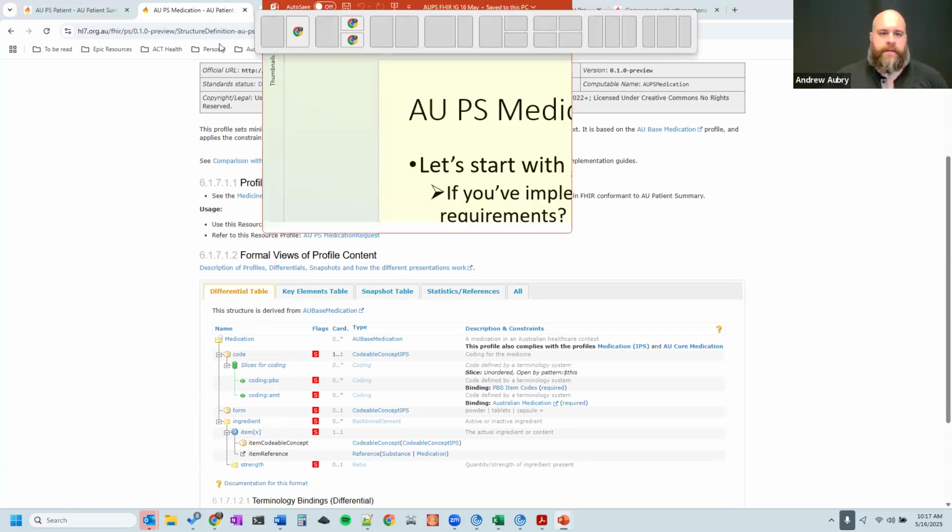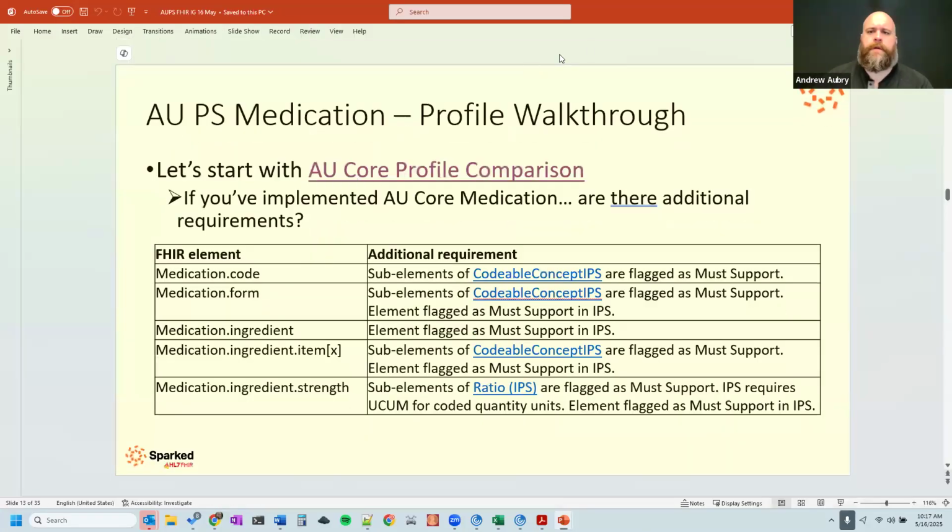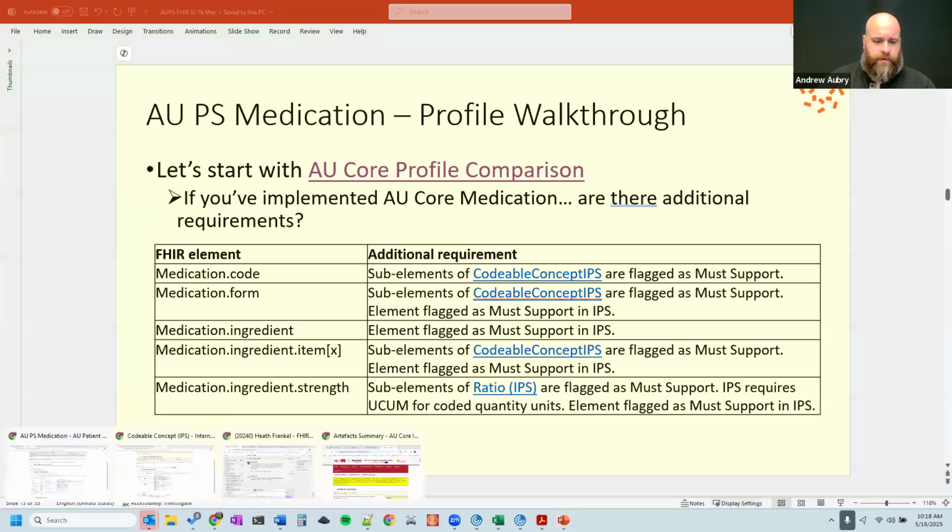As we look at this profile, some of the elements and additional requirements that are folded in from patient summary relate to the sub-elements of the codable concept that are inherited from the IPS codable concept and flagged as must support, specifically the code and the text elements. So that applies for the code, form, and some of the ingredient items. Those are some things that are flagged initially.